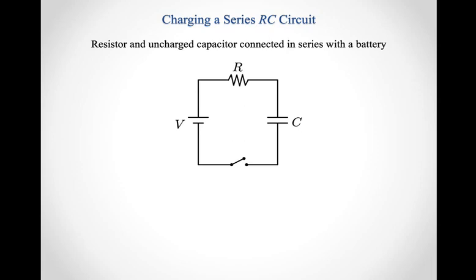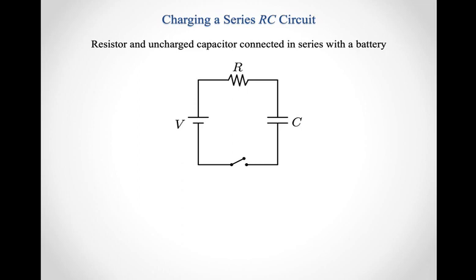So the first RC circuit we're going to look at is what's known as a series RC circuit. And as we emphasized in the last section, this circuit is simple enough that we'll be able to figure out what's going on with the current in the circuit, the voltage across the elements, and the charge on the capacitor as a function of time.